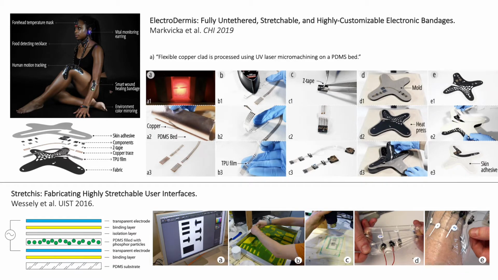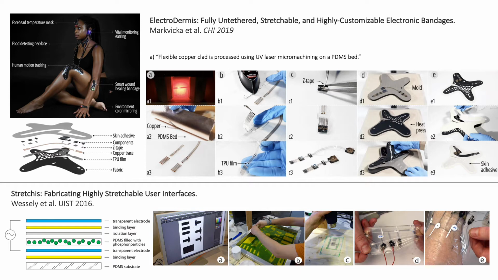We are now also starting to see greater demand for highly customizable and stretchable devices. Work such as Electrodermis is enabling the prototyping of a large range of customizable wearable skin-on devices, which can support multiple features and applications such as forehead monitoring, human motion tracking, and even food detection through a necklace. However, as you can see, there is a particularly detailed diagram of the fabrication process, and they require a large number of steps and specific equipment such as UV laser micromachining. These are required to create one of these multi-layered devices, and you really need to have specific technical skills and materials to be able to try and recreate one of these, particularly in a lab setting.